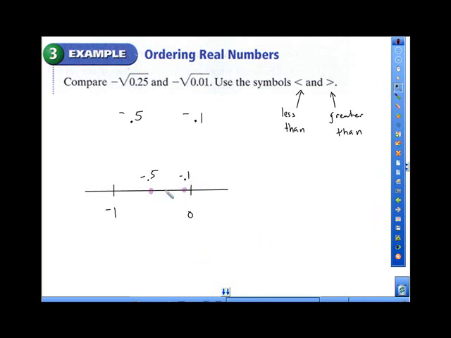So which number is bigger? Now remember, on a number line, all the numbers to the right of a number are bigger than it. So this number is bigger than this one, because it's to the right of this number. So negative 0.5 is less than negative 0.1.